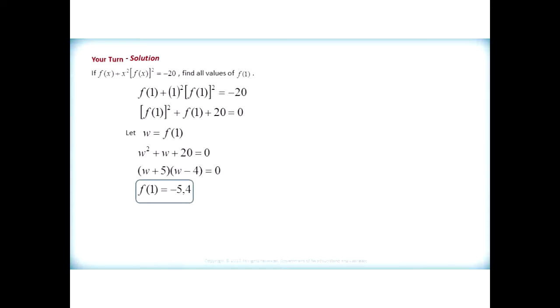So here's the solution for that. We fill it in, and once again, it's a quadratic that we solve. So we get two different y values, or two different values for f of 1. One of them is negative 5, and one is positive 4.